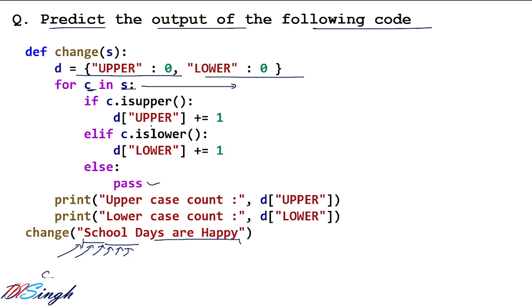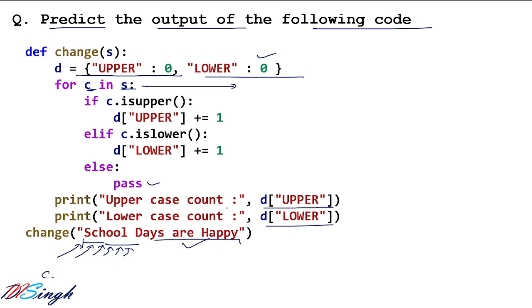What is going to happen? These values are incremented for all uppercase letters present in the string, and these values are incremented for all lowercase letters present in the string. So at the end you will have the count of all the uppercase letters and lowercase letters in these print statements. Here you have the count of uppercase letters, here you have the count of lowercase letters.